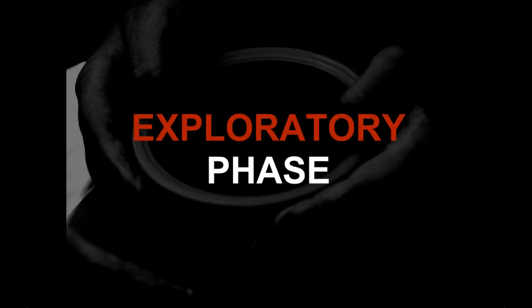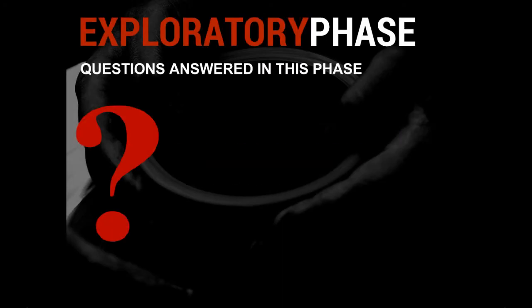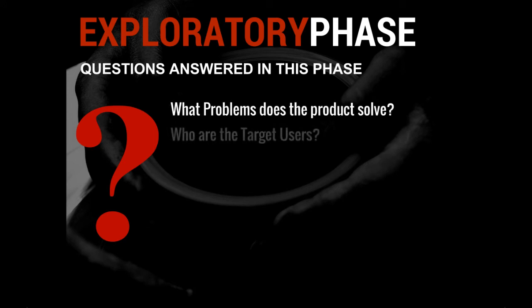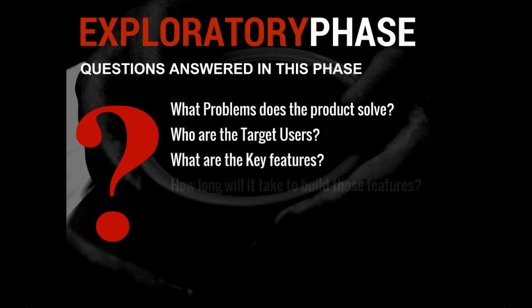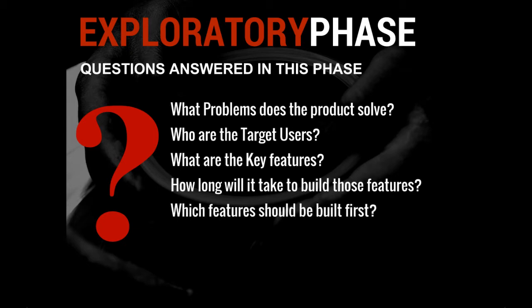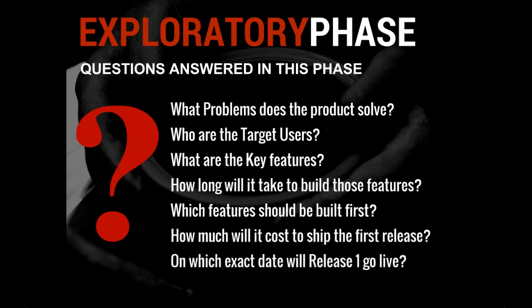So what are the questions that we try to get answered during this phase? Here's a sample of the questions we ask during the exploratory phase. We start with questions that help us understand the product in much more detail, such as what problems it solves and who the target users are. Then we move on to more solution-related questions, such as what features make sense for the initial couple of releases, how long it will take to build them, and based on that additional estimate information, what their priorities are. Finally, we move on to project schedule and cost-related questions.